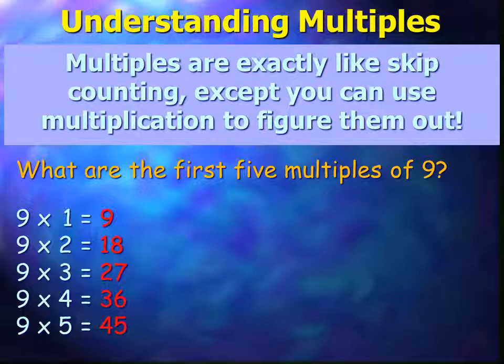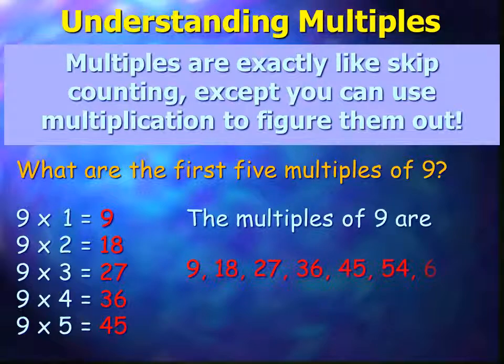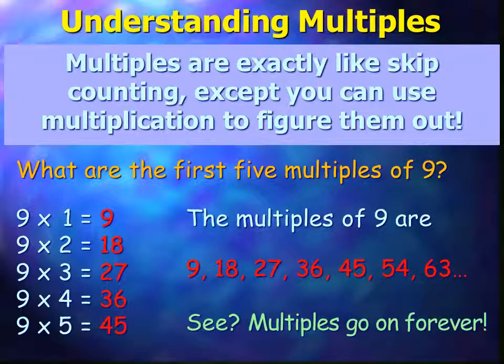If this is starting to look a little bit like a times table, that's because times tables are really just a table version of multiples. That's why they call it a multiplication table. So the first multiples of 9 are 9, 18, 27, 36, 45, and continuing on to 54, 63, and so on and so on. See, multiples really do go on forever. They are actually infinite in length.